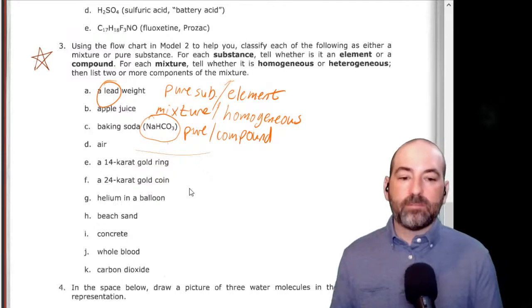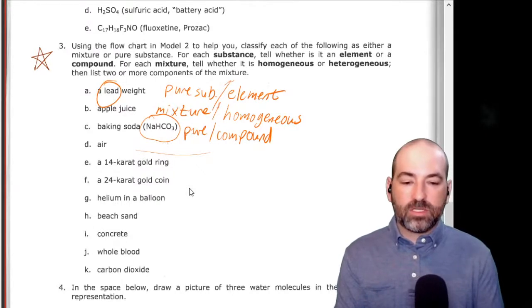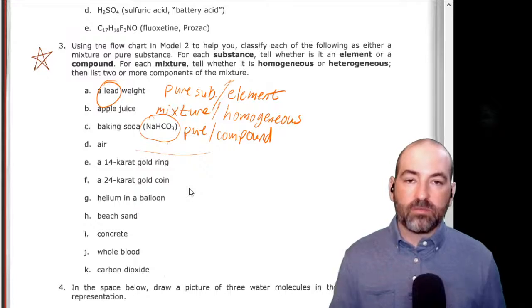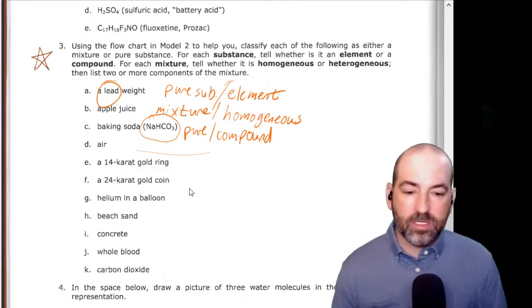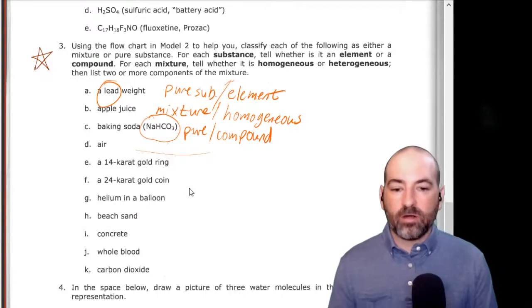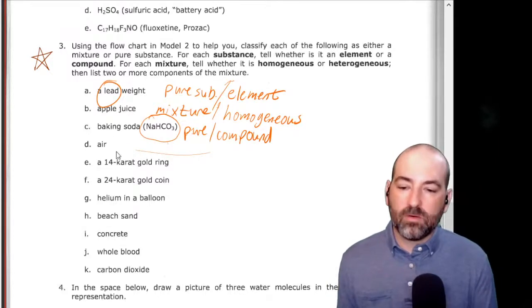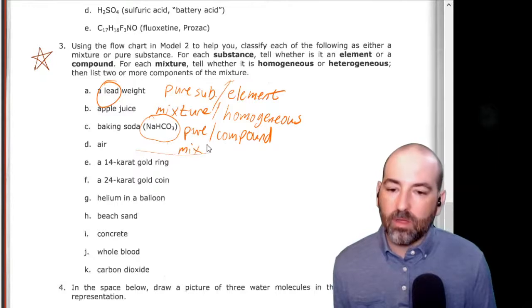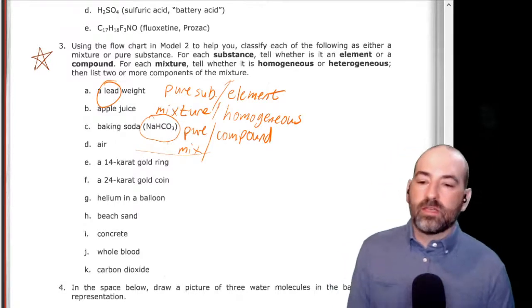But air is a mixture of many gases, predominantly nitrogen. That's the largest component of air. But then there's also oxygen, there's carbon dioxide, there's water vapor. And so the mixture. And then is it heterogeneous or homogeneous?